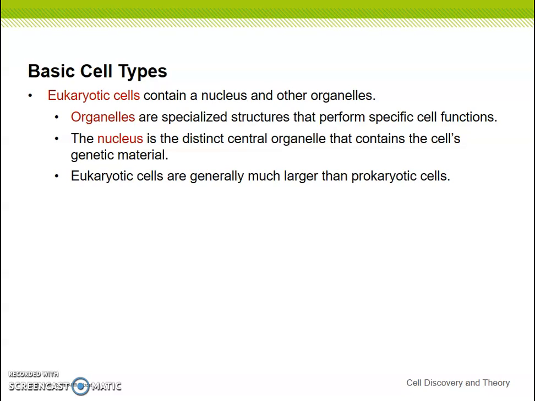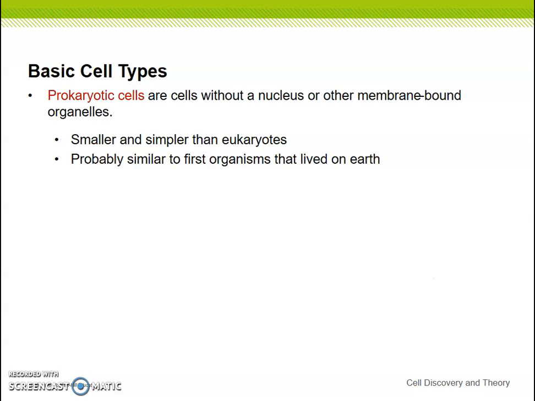We're going to talk about prokaryotic cells. They are cells that are very small, without a nucleus and without other membrane-bound organelles. They are smaller and more simple than eukaryotic cells or eukaryotes, and they were probably the first organisms that lived on Earth.